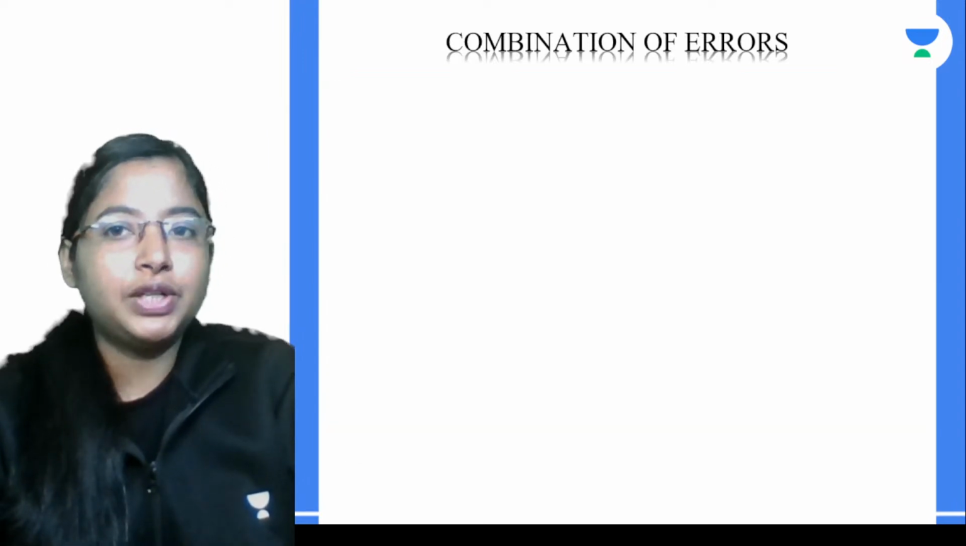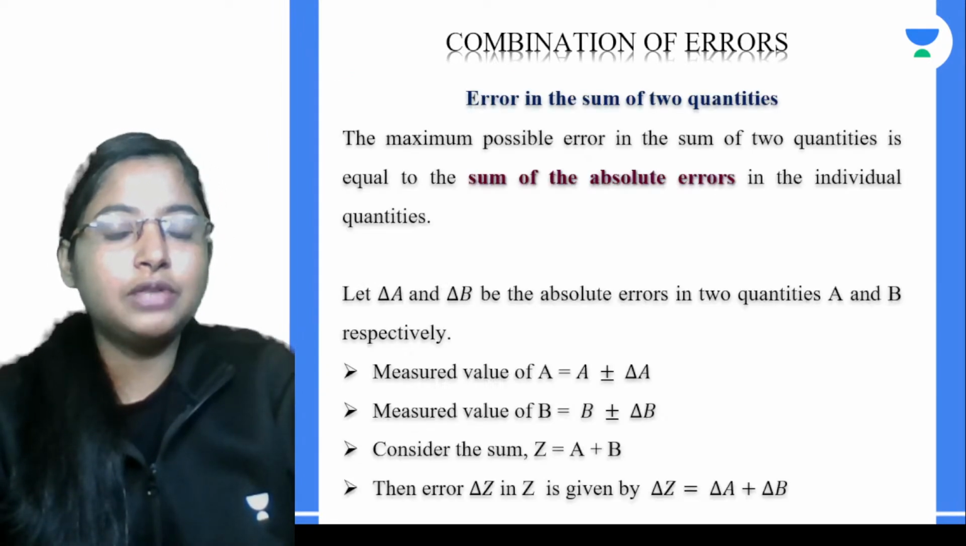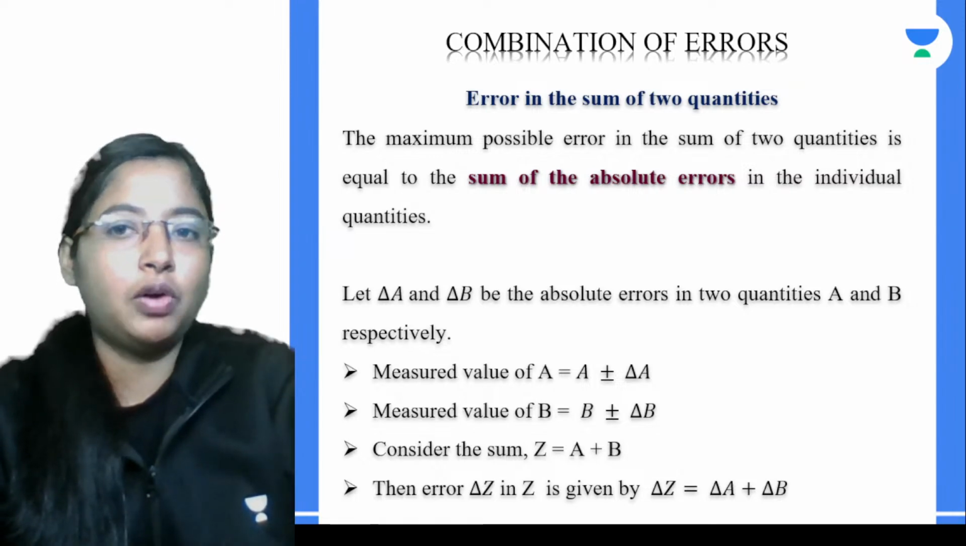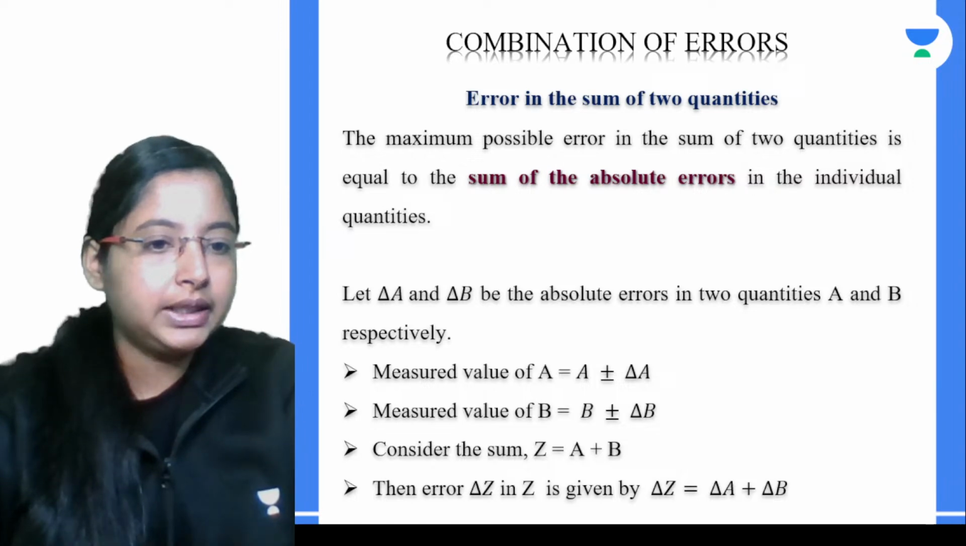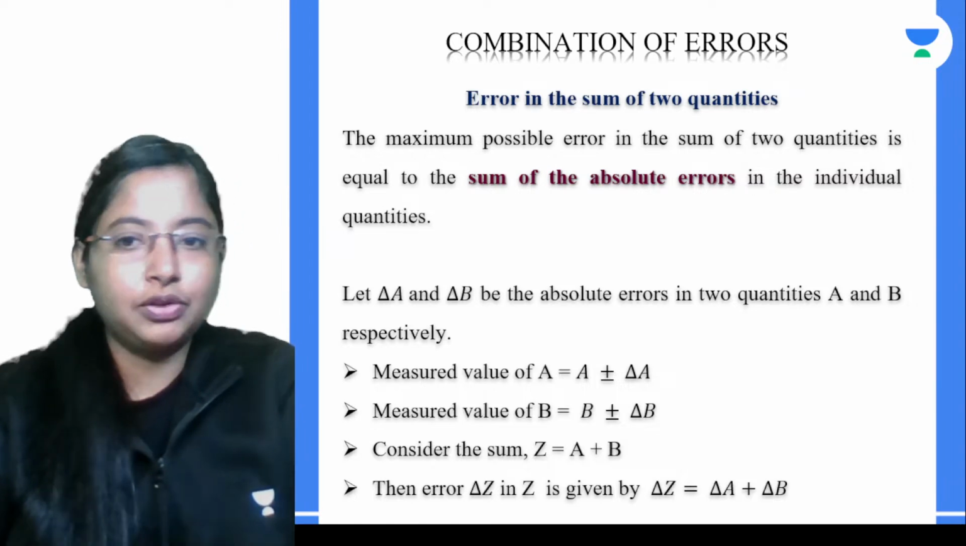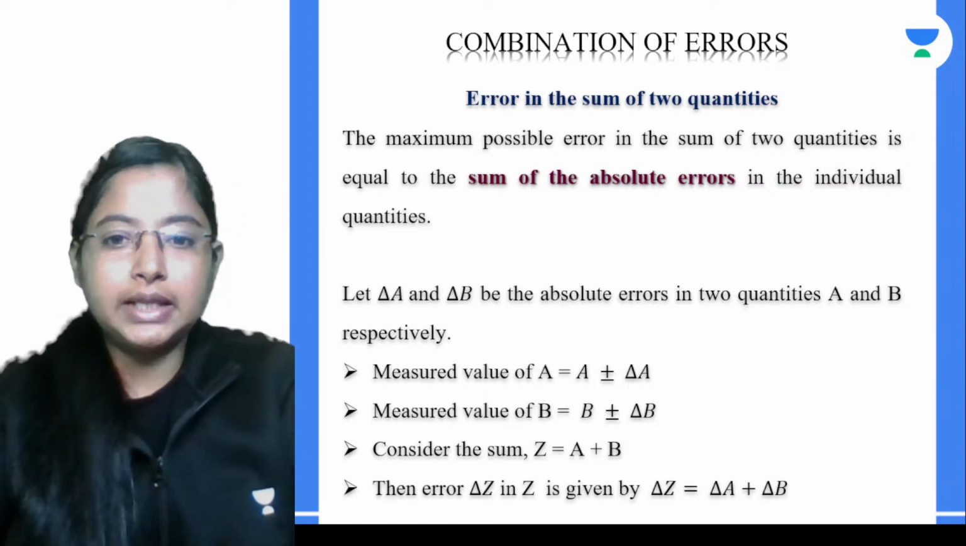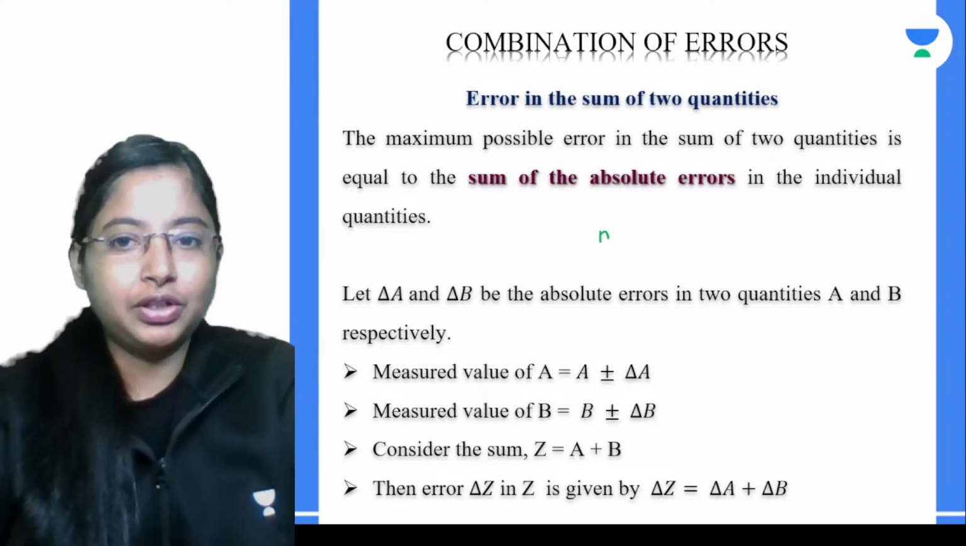Alright, so let's first begin. First we are going to find the error when there is the sum of two quantities. As I told you in the example earlier, let's say we are measuring the mass of a quantity. For example, let's say I have to measure for a particular quantity.